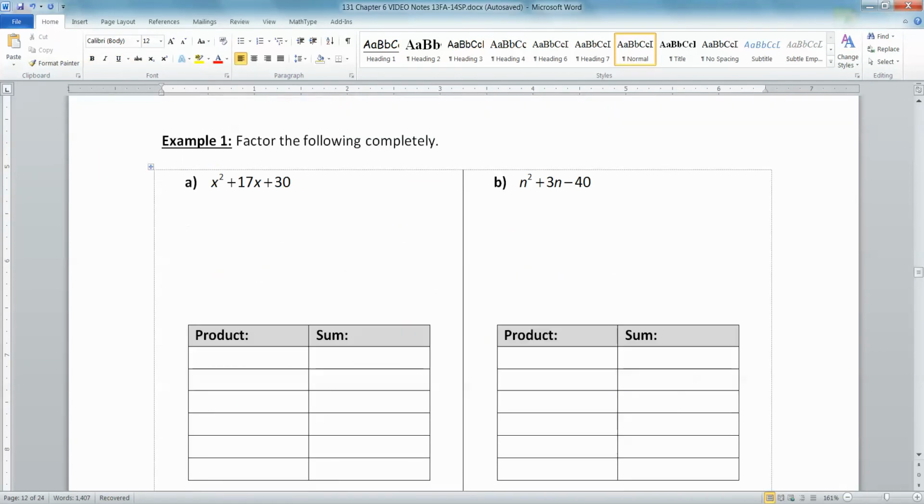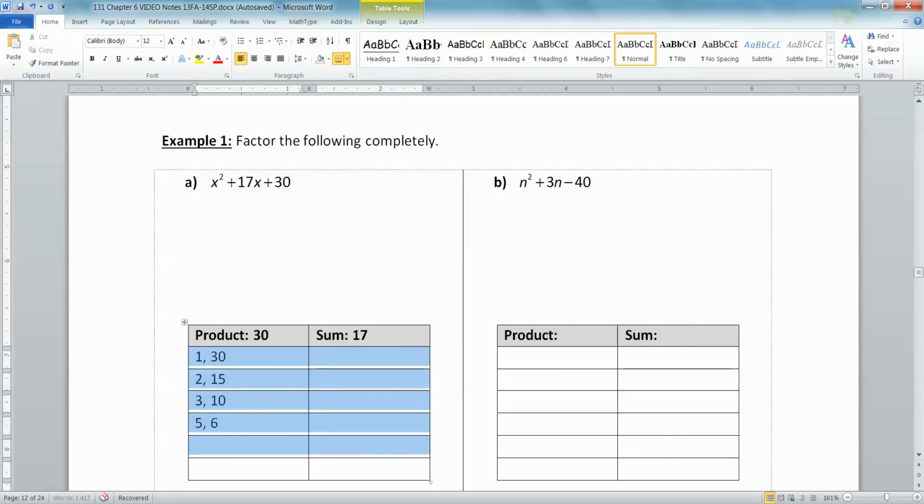All right, so let's do it. I need two numbers that multiply to 30, so I need a product of 30, but I need them to add up to 17. Okay, so what are some numbers that make 30? So 1 and 30, 2 and 15, 3 and 10, 5 and 6. They're the numbers that multiply to 30. You didn't really have to do all of them, I know, but just bear with me.